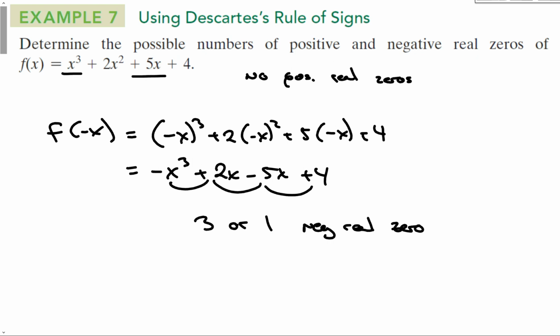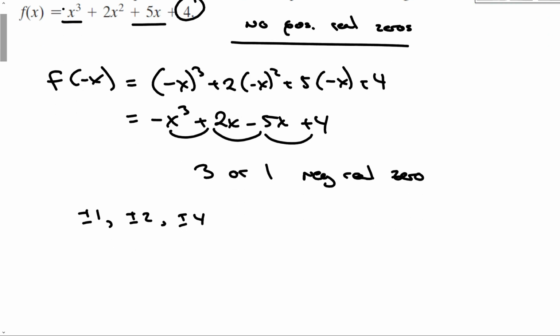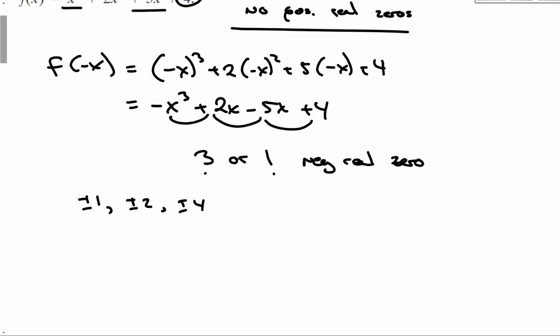Okay. If we wanted to solve this, the possible rational zeros, if I look at this function, and there's a 1 in the front there, are plus or minus 1, plus or minus 2, or plus or minus 4. But I just found out that there are no positive real zeros. So that means that the positives here won't work. That means if I'm going to start testing numbers, the best place to start is at negative 1. Okay. So if I wanted to actually solve this, my first guess would be a negative 1.